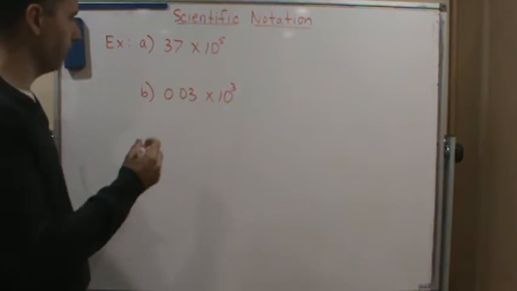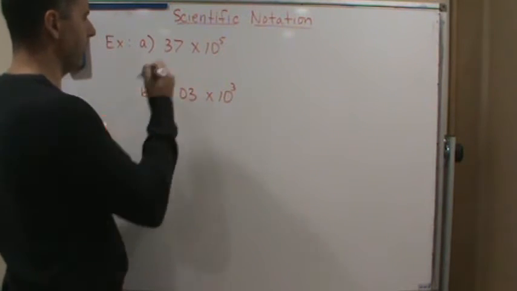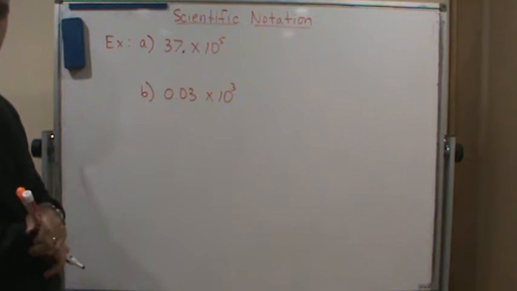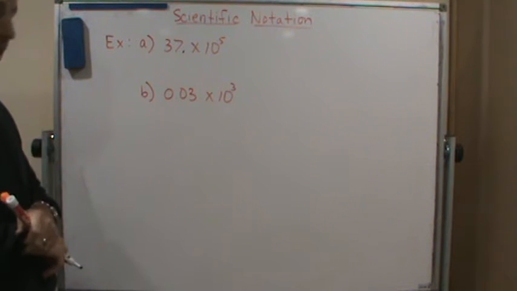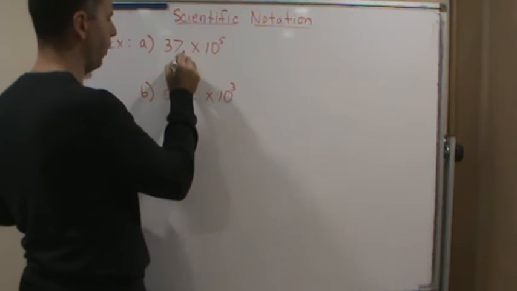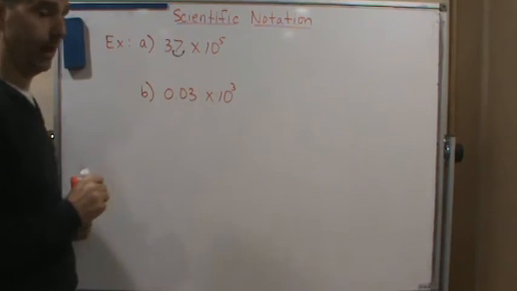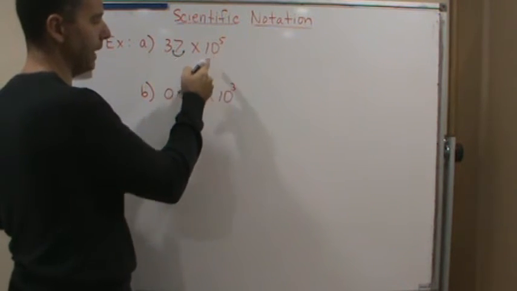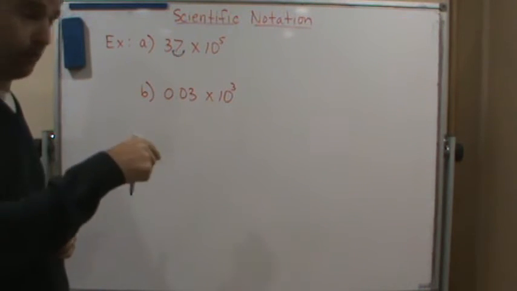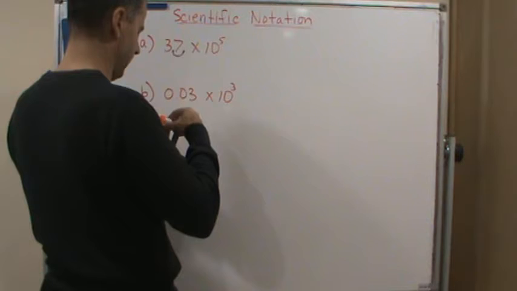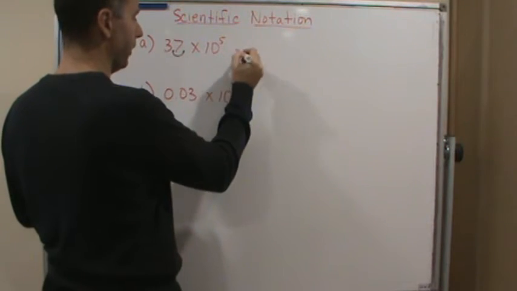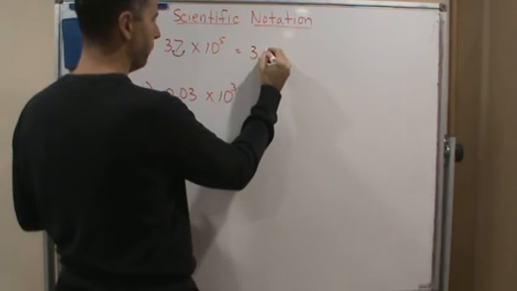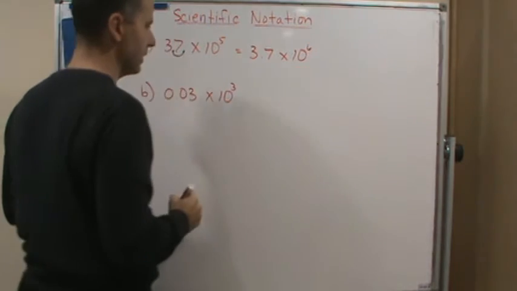So now we have our decimal point here, and again, this number has to be at least 1, but less than 10. So if we move the decimal point one spot to the left, we get it. But if we move one spot to the left, that means we have to multiply by one more 10 to move it back. So that means that we're going to have to increase the power by 1. So we moved one spot to the left, which means we have to increase the power by 1. So that means this is going to be 3.7 times 10 to the 6th power.